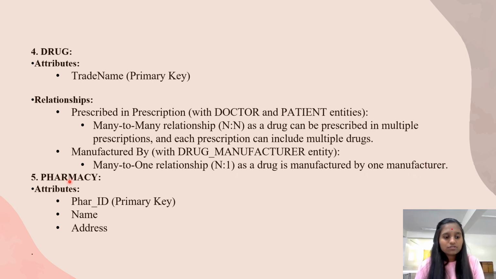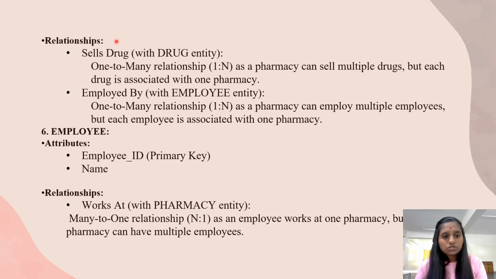And the fifth entity is pharmacy, and the attributes are pharmacy ID, which is the primary key, and name and address. Relationships. Sells drug with the drug entity. This is the one-to-many relationship. As a pharmacy can sell multiple drugs, but each drug is associated with one pharmacy. And employed by, with the employee entity. This is the one-to-many relationship. As a pharmacy can employ multiple employees, but each employee is associated with one pharmacy.